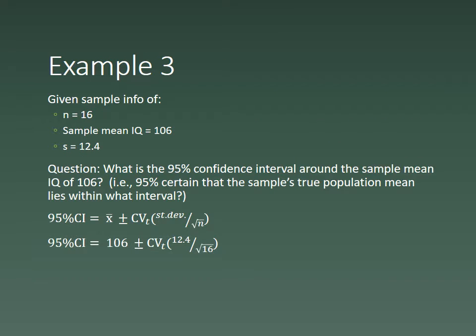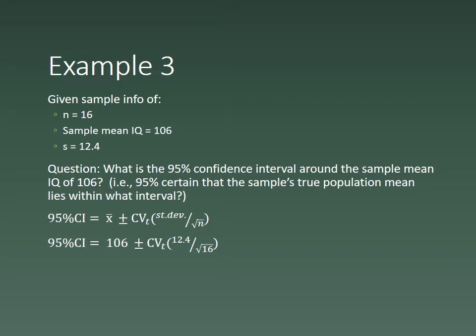Here's our next example. We're given the sample info of sample size is equal to 16. Okay, our sample size is less than 30. We're going to have to calculate degrees of freedom. Then our sample mean IQ is 106, and our sample standard deviation is 12.4. And we want to know the 95% confidence interval around this sample mean IQ of 106. So we're going to use that same formula we had before. The only thing that'll be different is our critical value, because our sample is under 30 individuals.